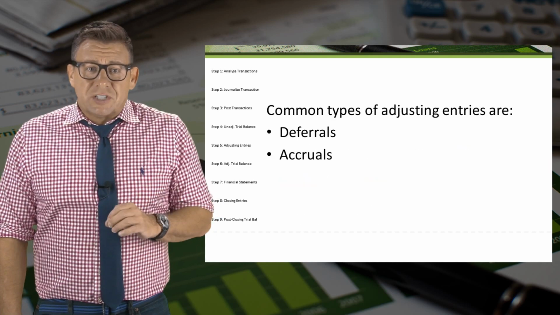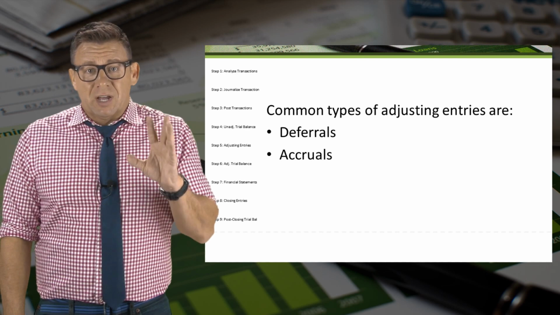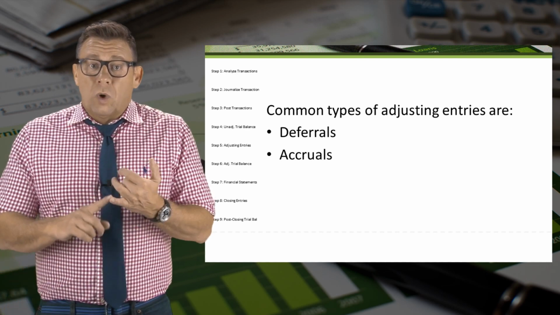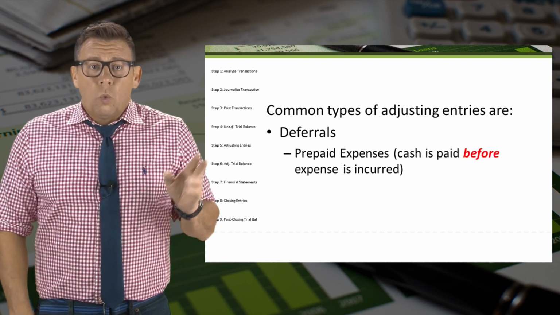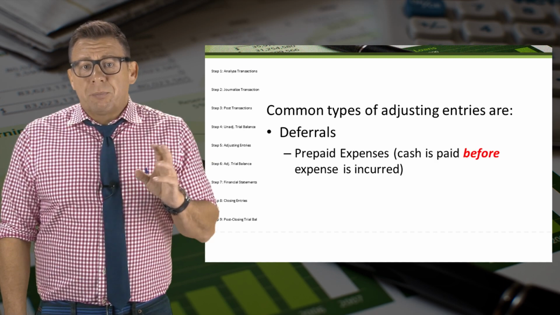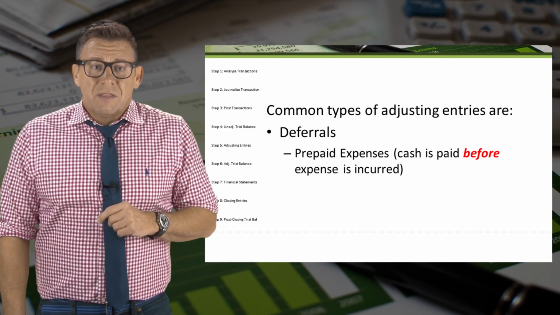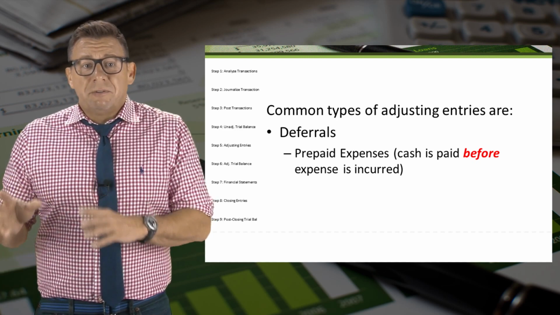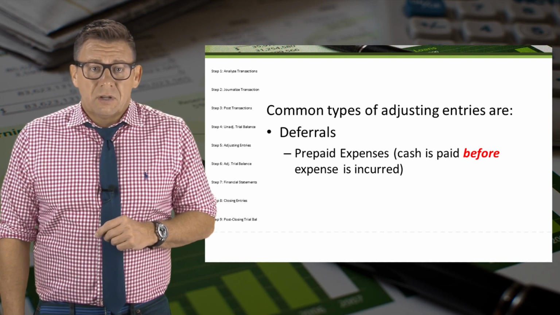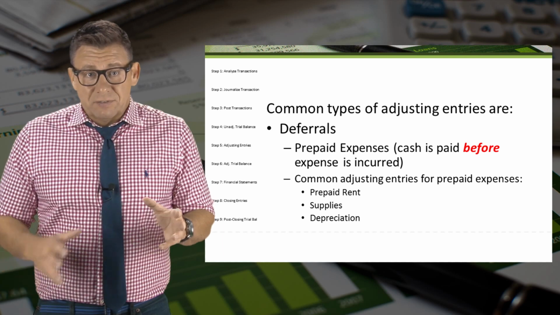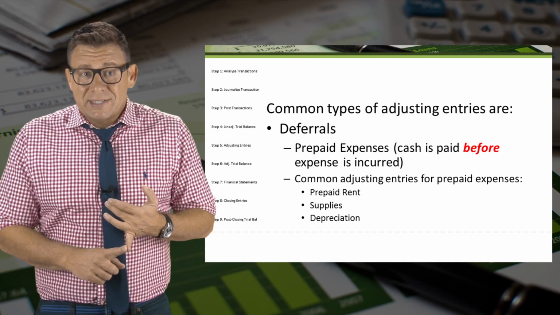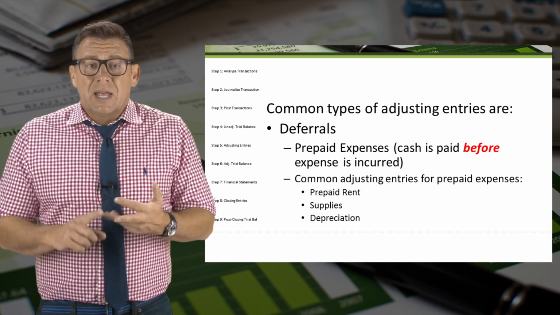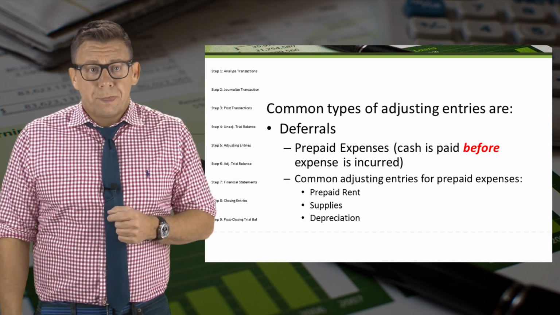So when we make adjusting entries, there are two main types of subcategories. One is deferrals and the other is accruals. One type of deferral is prepaid expenses. This means that cash is paid before expense is incurred. Some common examples of adjusting entries for prepaid expenses are prepaid rent, supplies, and depreciation.